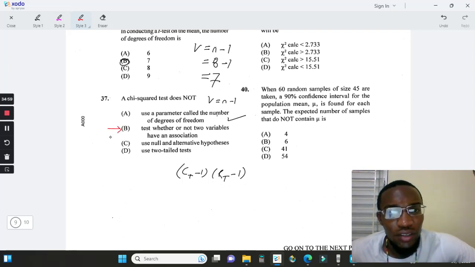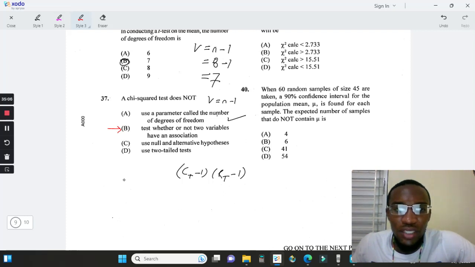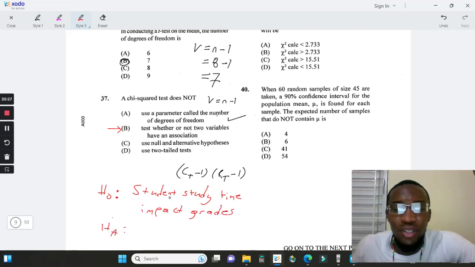Right here now, test whether or not two variables have an association. Now this wording, listen why I'm having a puzzle with this, because I could say something like the null hypothesis is we're testing to see whether students' study time impacts grades, and then the alternate is student study time does not impact grades. In that case, it is showing the association between two variables, student study time and grades. So I would argue that it does give this. A chi-square does give an association. It does, and it does use alternate and null.